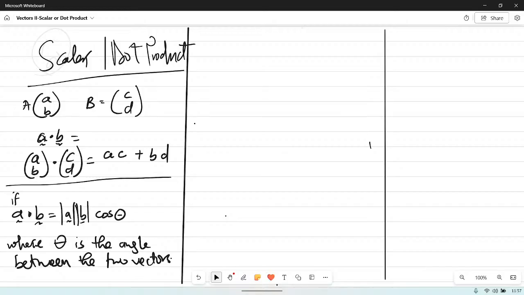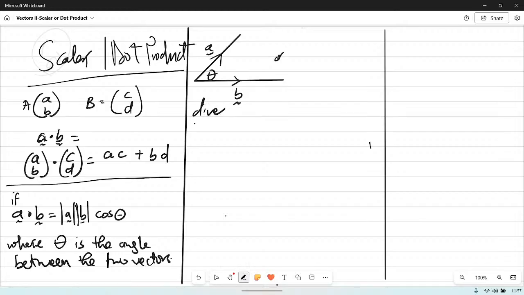Now, this is the diagram. They are either diverging, so this is vector A and vector B, and the angle lies in between them. Or they converge. Converge means they are coming to the same point. So this vector B and this vector A. Are you okay?